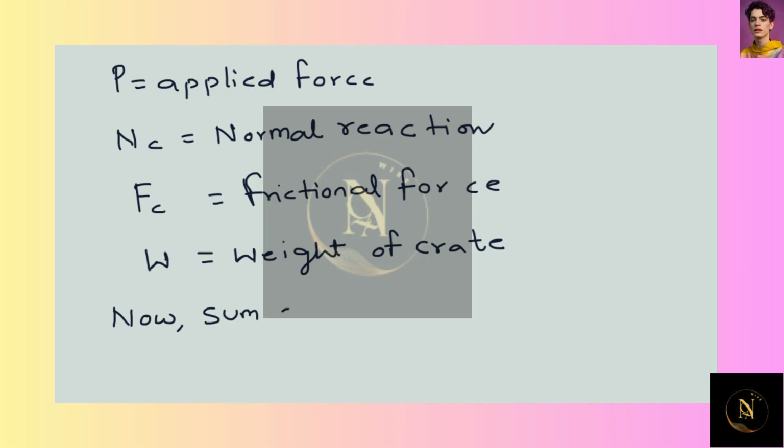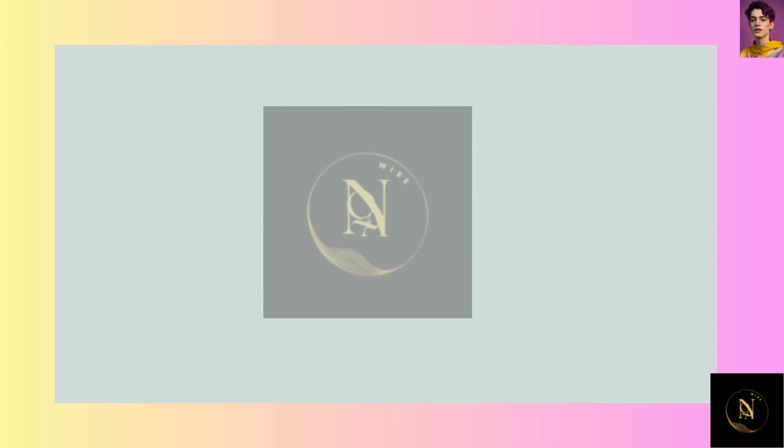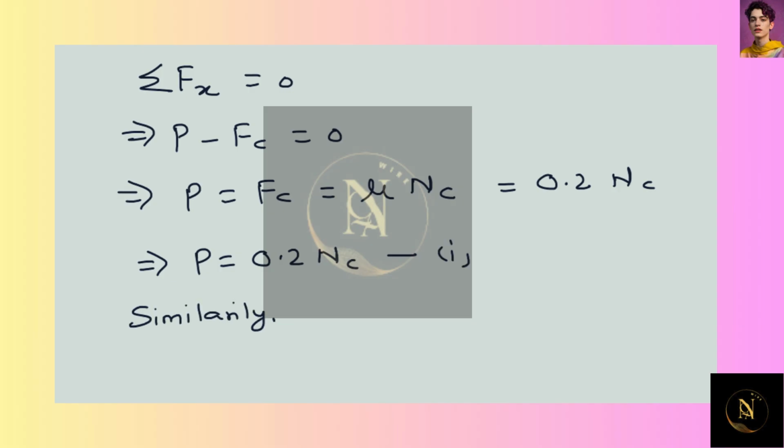Now, sum of forces along horizontal direction can be calculated. So, we will calculate the sum of forces acting in the horizontal direction. Summation of Fx is equal to 0, or P is equal to Fc is equal to mu Nc. Putting the value of mu here, we get a relation between P and Nc as P is equal to 0.2 Nc. Let it be equation 1.